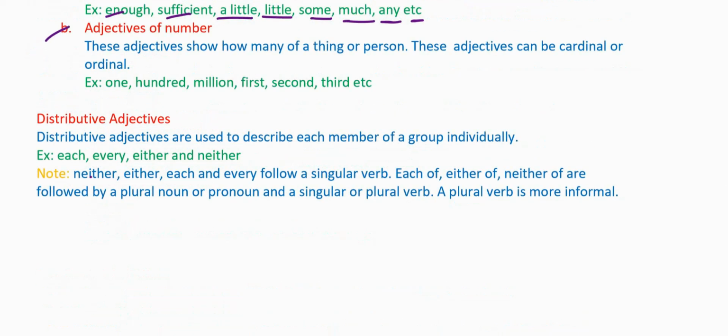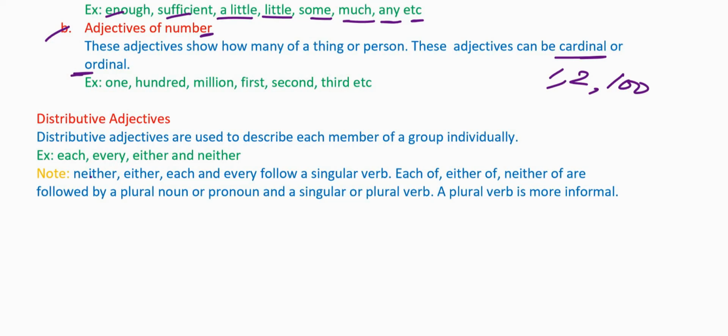Let us look at the adjectives of number. The word number itself suggests something which is countable. Now these adjectives can either be cardinal or ordinal. Cardinal means all the numbers like 1, 2, 100, million, etc. Ordinal, on the other hand, refers to the ranking or the position. For example, first, second, third, etc.